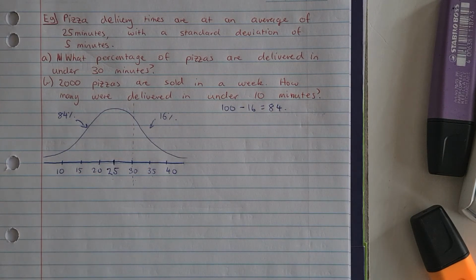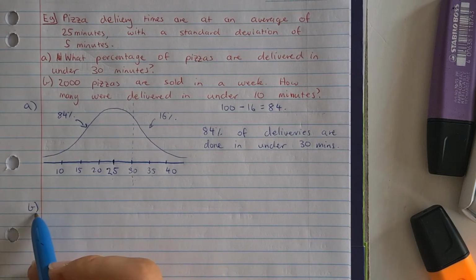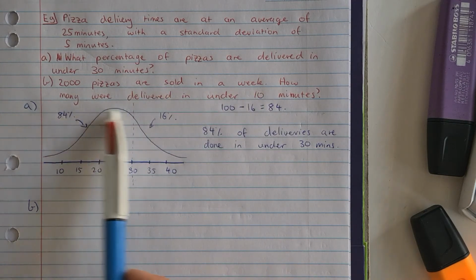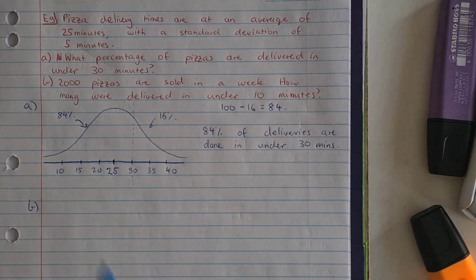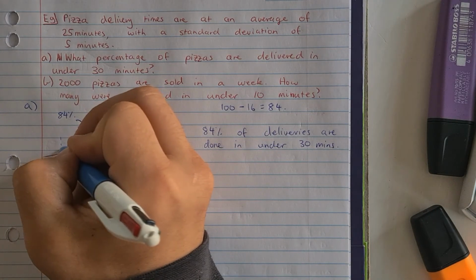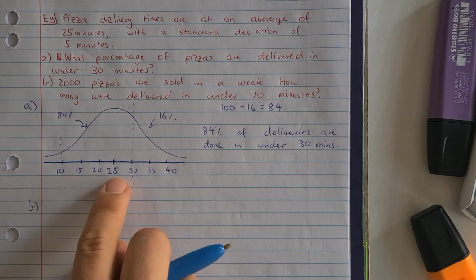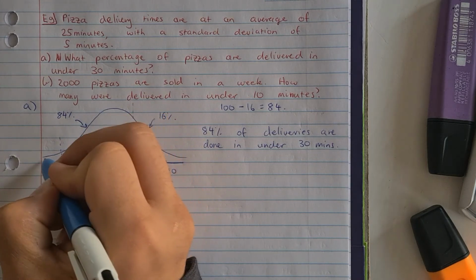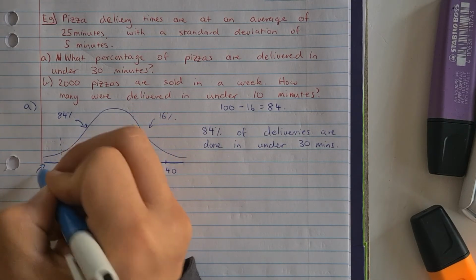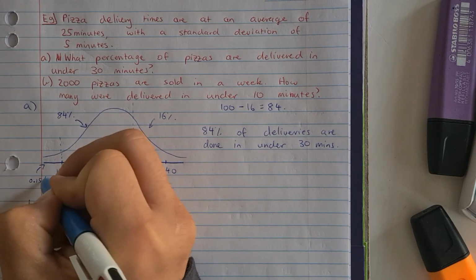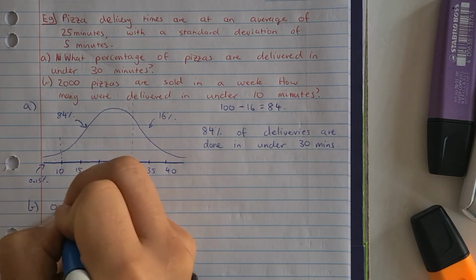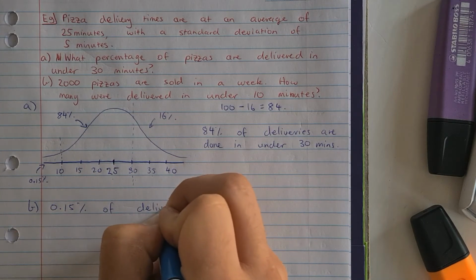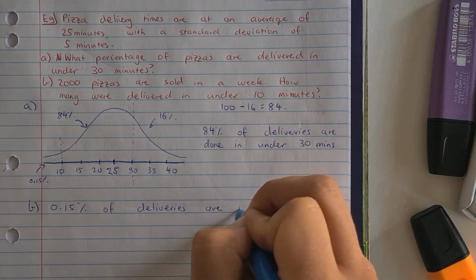Now let's look at part B. We've got 2,000 pizzas that are sold in a week. How many were delivered in under 10 minutes? We can see here that 10 is our mean minus 3 standard deviations. So we should know that in here, it's just 0.15%. So straight off the bat, we know that 0.15% of deliveries are made in under 10 minutes.